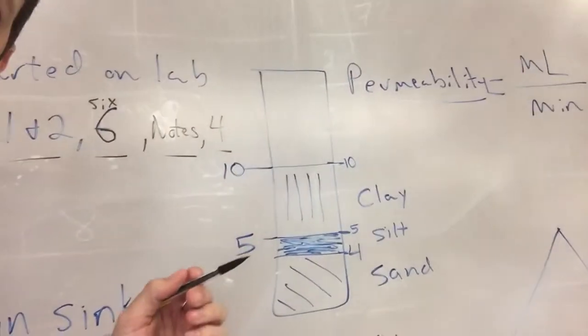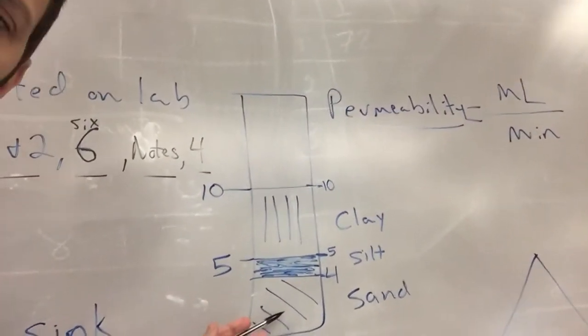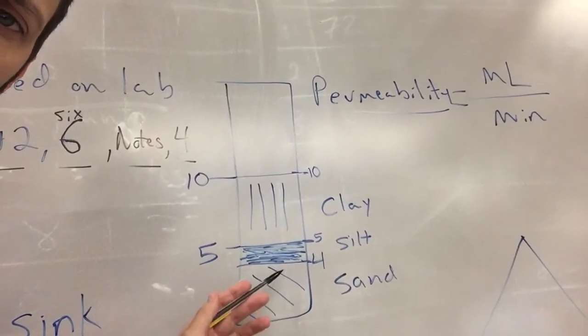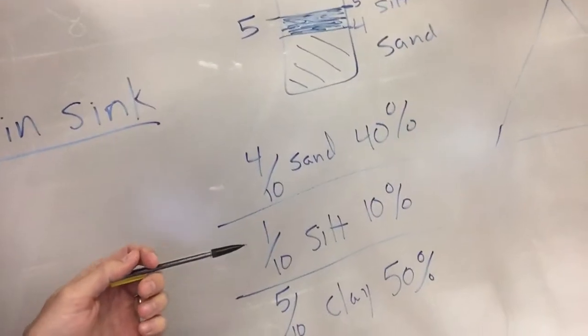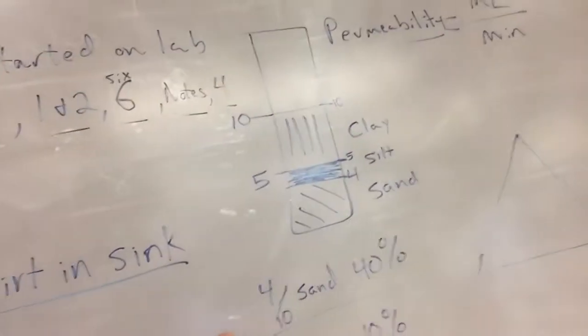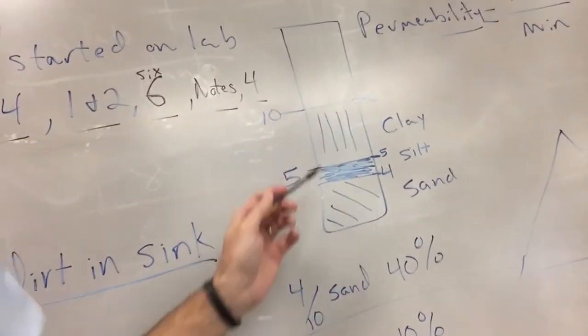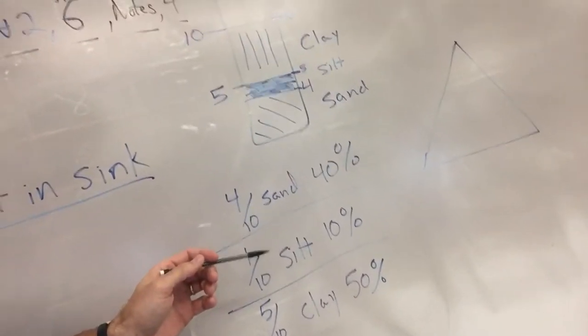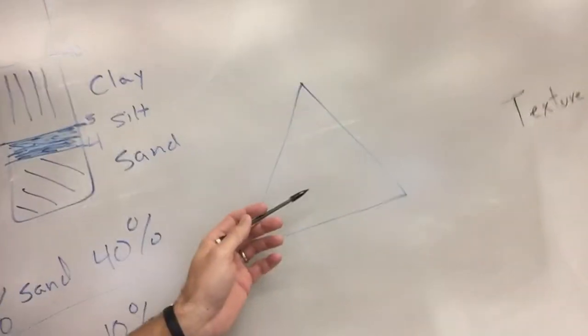So I've got an example on the board here. Let's say you had a test tube and 4 mils at the bottom was sand, 1 mil was silt, and 5 mils was clay. Well, you could figure out that that was made of 40% sand, 10% silt, and 50% clay. You will have to do this on a test. So that way you can figure out what your percentages are for each of the soil components. And then you can use your soil triangle, either the one in your book on 224 or the one in the packet, and you can figure out what the soil texture is.